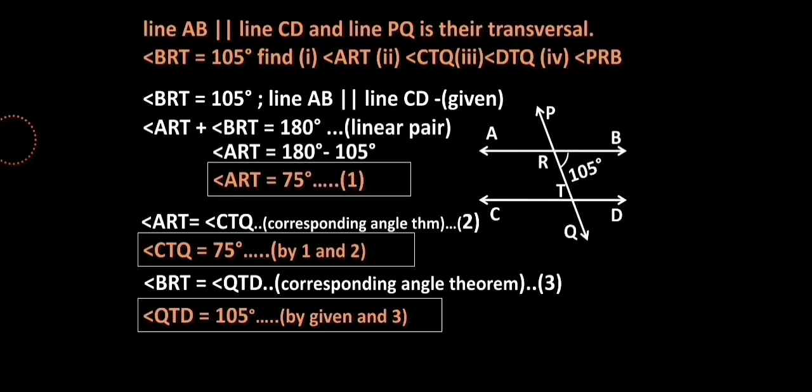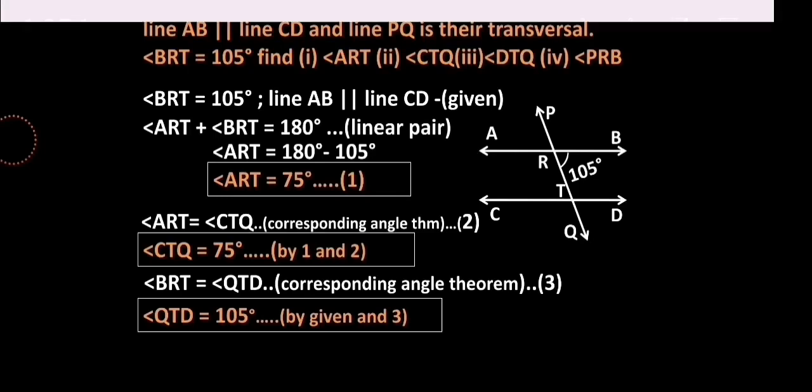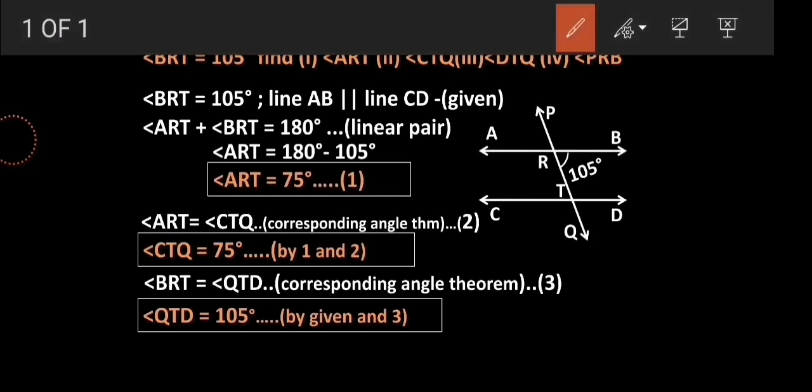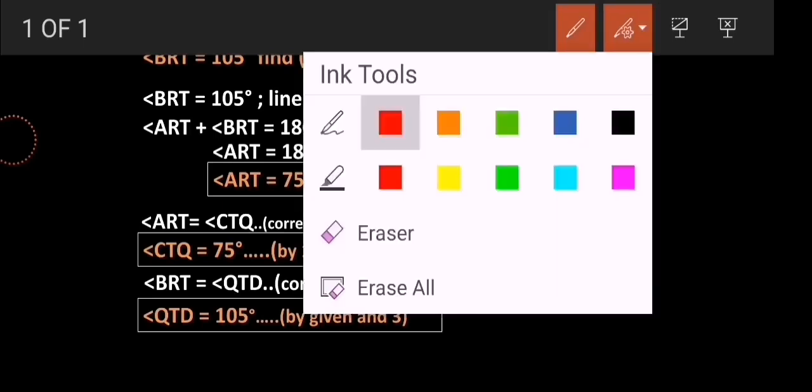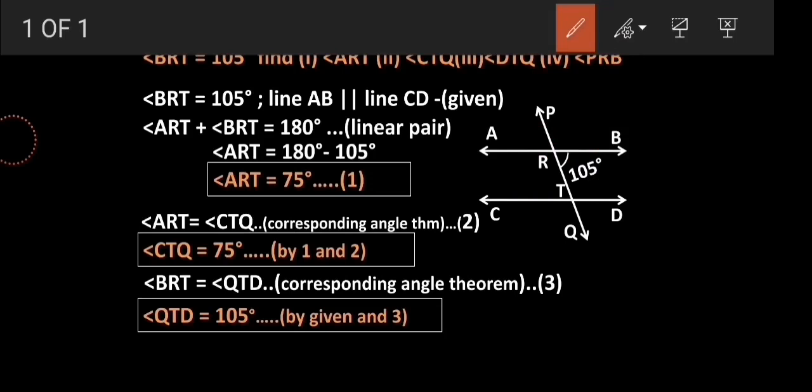The last angle that I need to find is angle PRB. Can you figure out where it is? Yes, angle PRB is over here, and it is nothing but the vertically opposite angle of ART or the linear pair of BRT. You can choose whichever relation you are comfortable with, because there is no fixed method for solving this. Someone can use ART, someone can use the corresponding angle of angle RTD also if it is found.